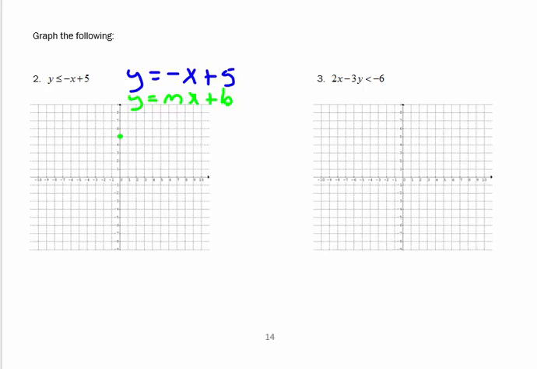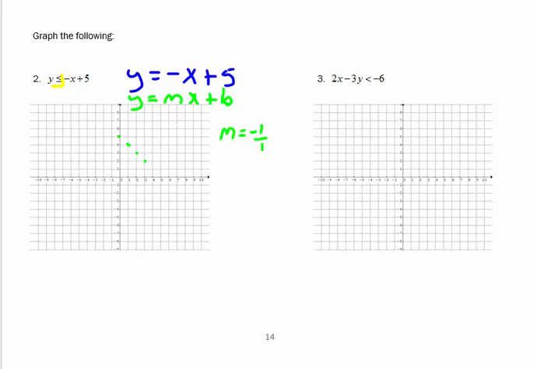5 is the y-intercept, so I'll put a dot at 5. My slope is negative 1, so that's going to tell me to go down 1 and then to the right 1. Down 1, right 1, down 1, right 1. So then I have to see, am I going to draw a solid line or a dotted line?